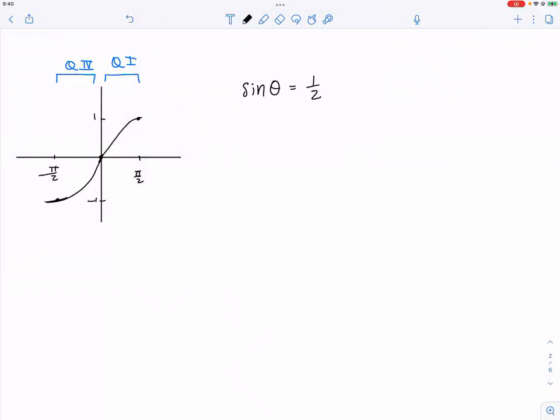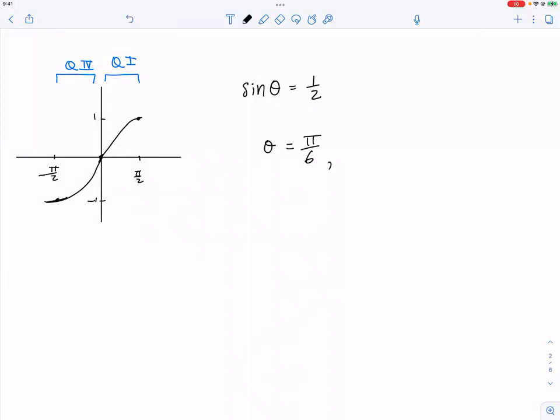If I ask you, okay, so sine theta is equal to 1/2, please go ahead, find theta. What is theta? If sine theta is equal to 1/2, what is theta? So theta is pi over 6, 30 degrees, yeah.